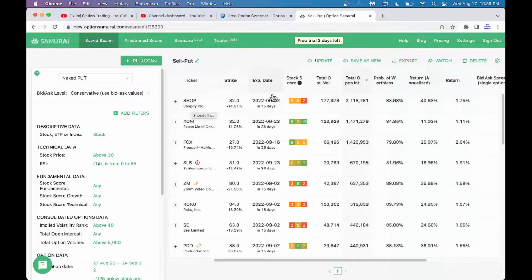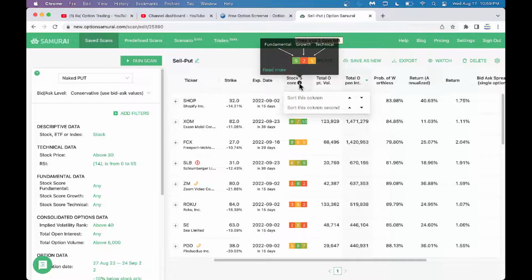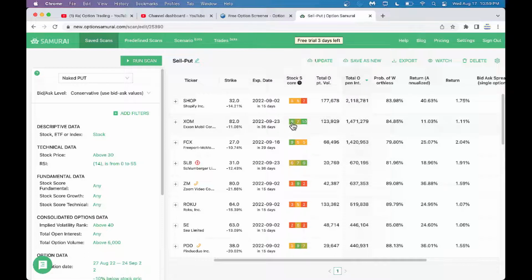And it also gives you some indications on, look, we got here fundamental, growth, and technical. So the moment it's green in any of these areas, that tells you those are good stocks here. If I'm selling put options, typically I like to look at good stocks. Look, we got ExxonMobil ticks out here. Nice indications here. I would be selling here for stocks like ExxonMobil.